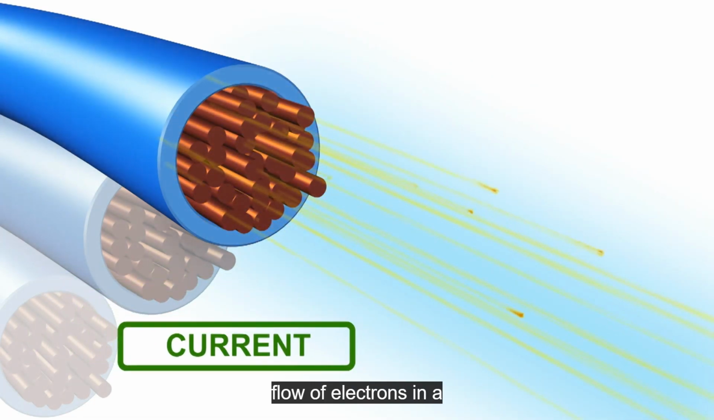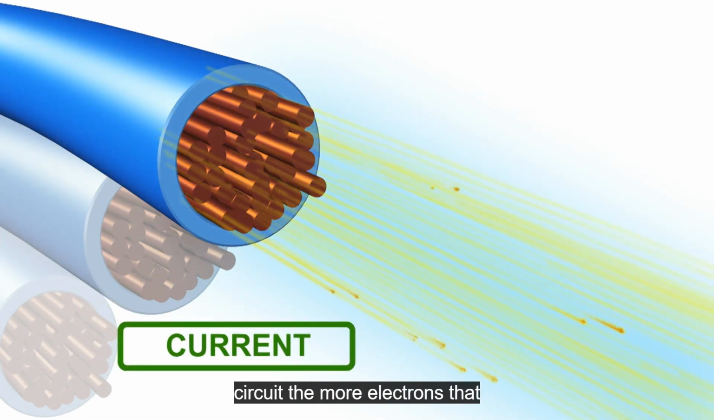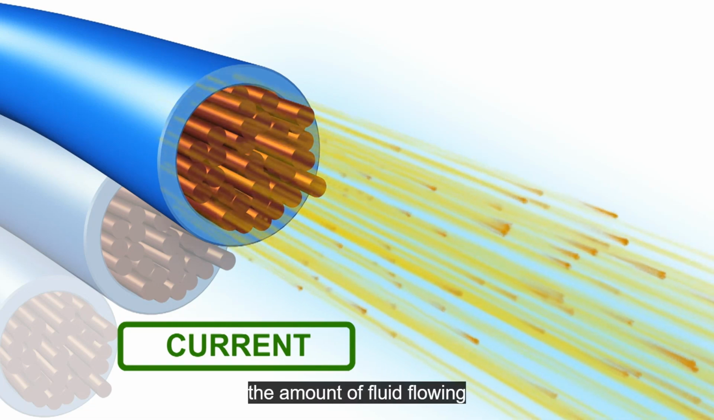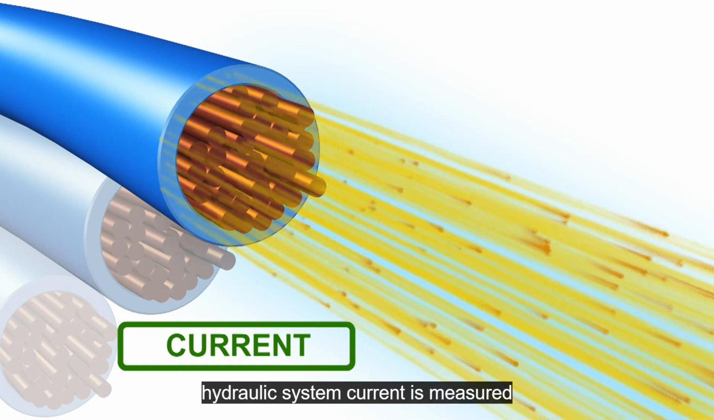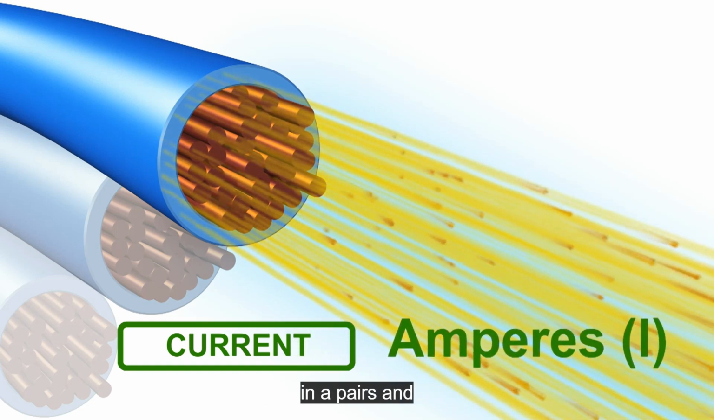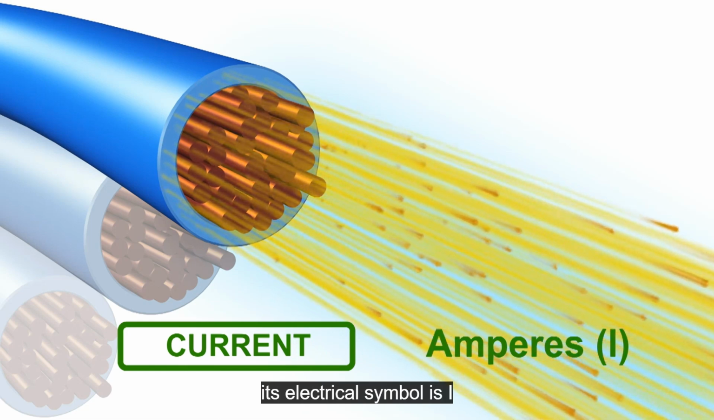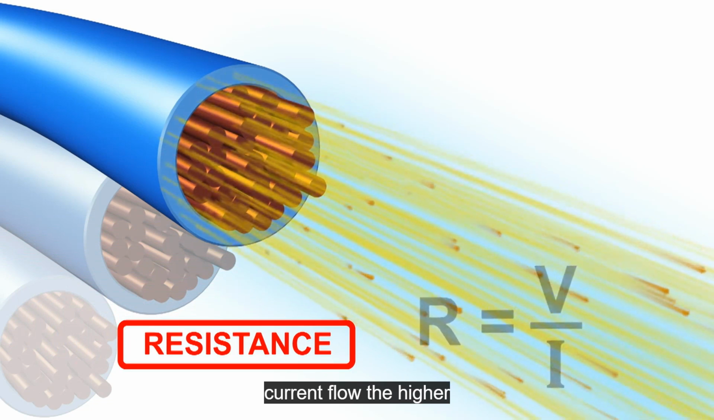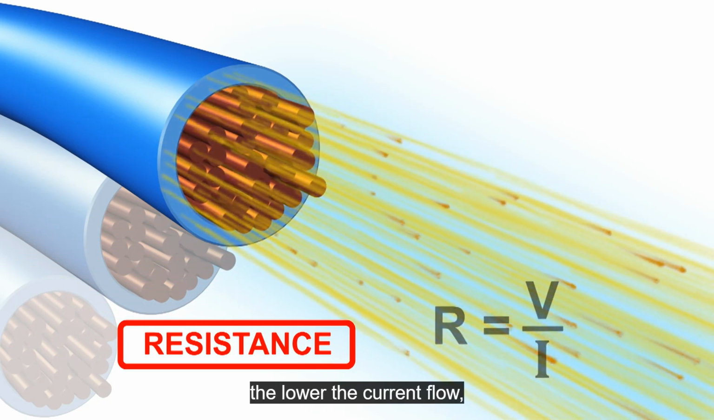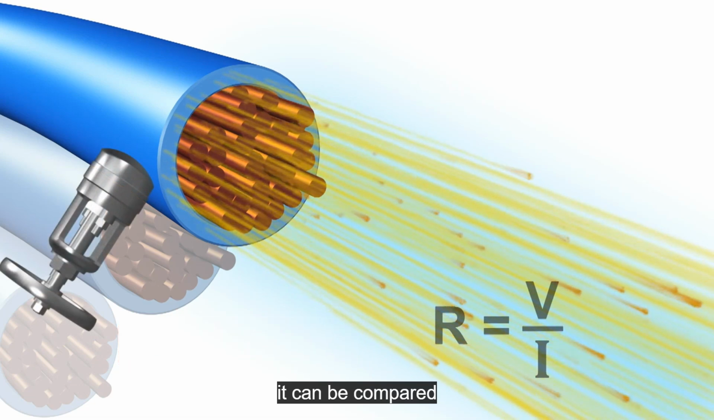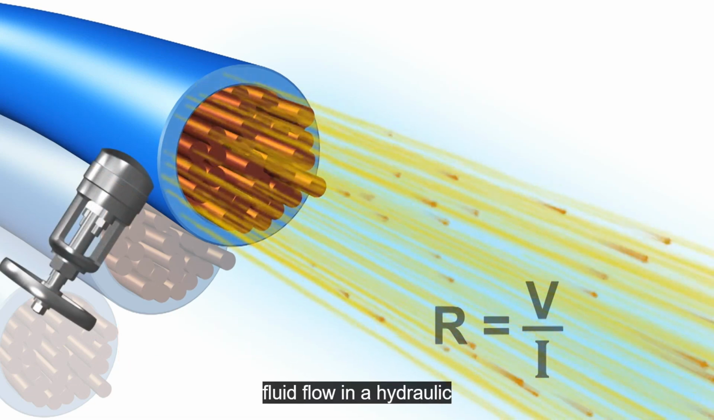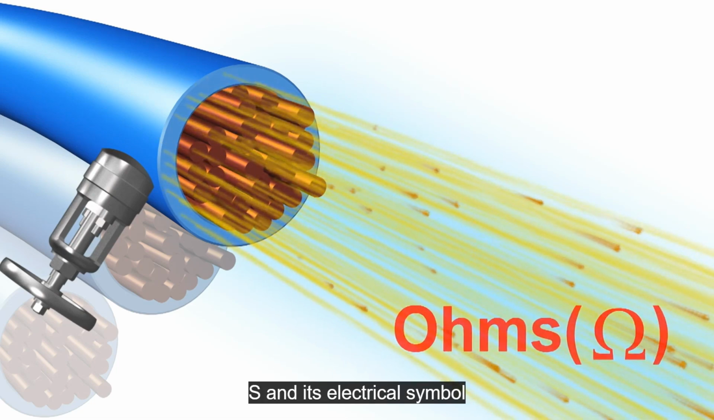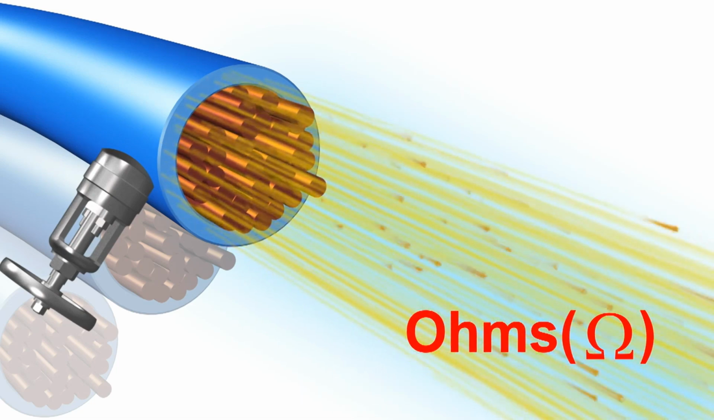Current is the flow of electrons in a circuit. The more electrons that flow, the higher the current. It can be compared to the amount of fluid flowing in a pipe of a hydraulic system. Current is measured in amperes and its electrical symbol is I. Resistance is the opposition to current flow. The higher the resistance, the lower the current flow. It can be compared to a restriction to the fluid flow in a hydraulic system. Resistance is measured in ohms, and its electrical symbol is the Greek letter omega.